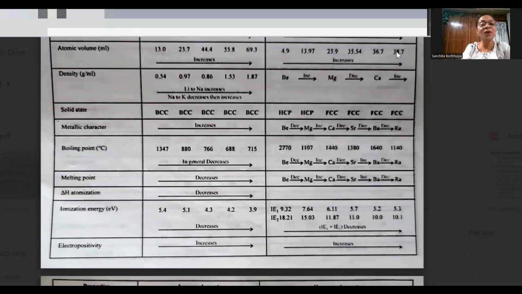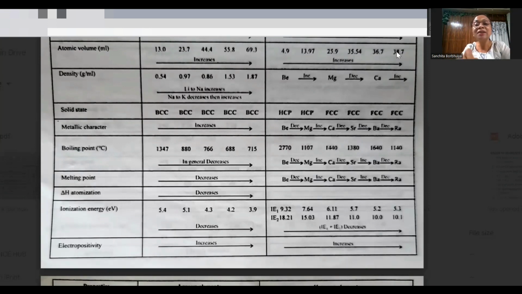Next, going on to the metallic character, it increases down the group because the size increases. So it would be easy for the elements to lose electrons. And if the elements can lose electrons faster, it means the metallic character is high.